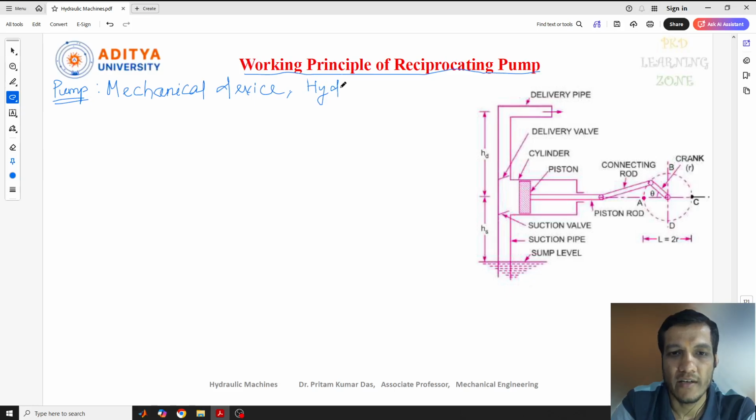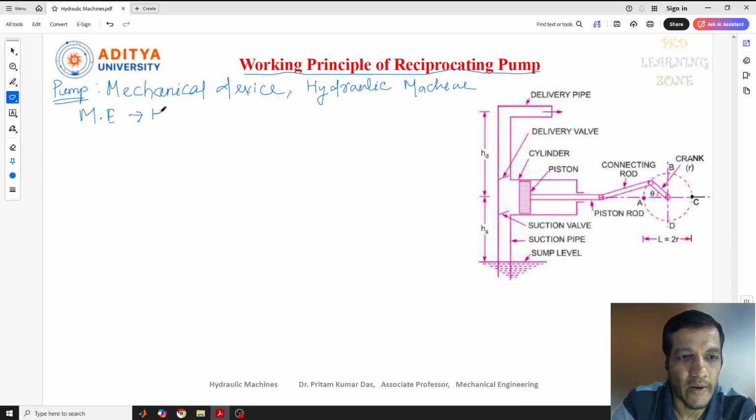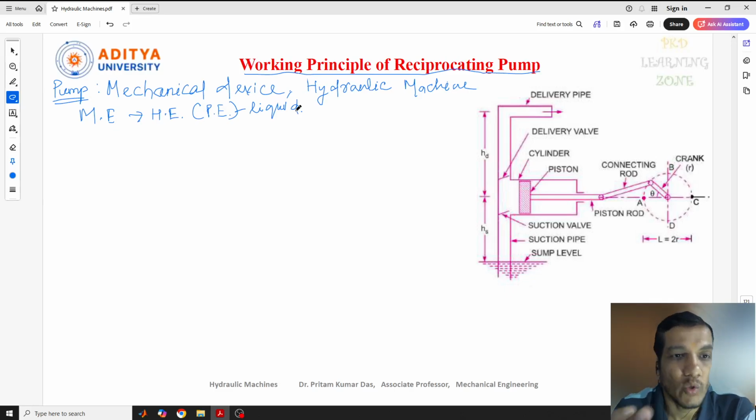We have seen that hydraulic machines are basically of two types: one is the pump, another is the turbine. In a pump, mechanical energy is converted into hydraulic energy, in the form of pressure energy, so it creates more pressure in the liquid. In the centrifugal pump, the mechanical energy is converted into hydraulic energy with the help of centrifugal force. That's why it is called a centrifugal pump.